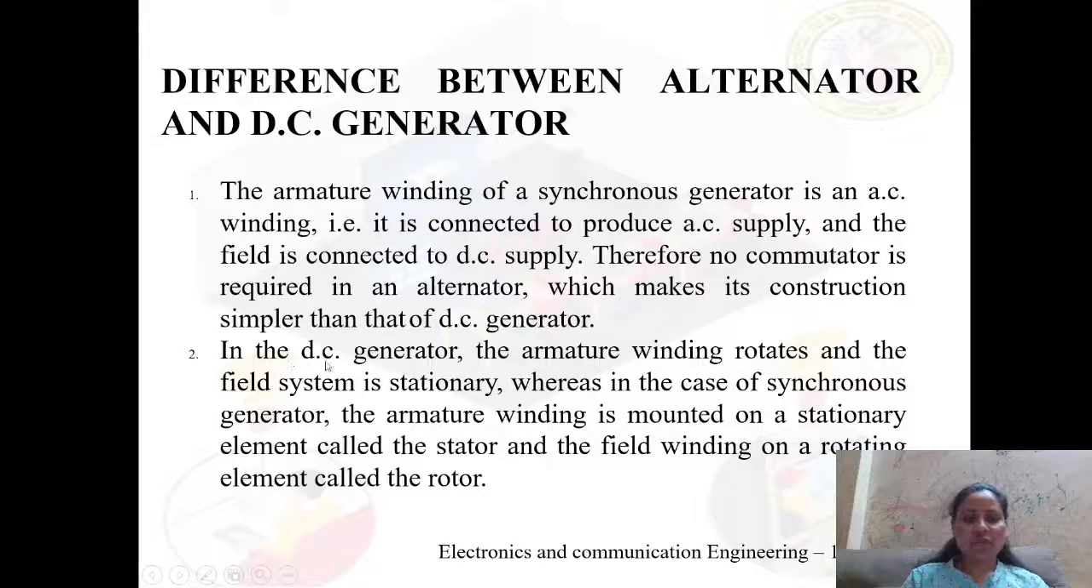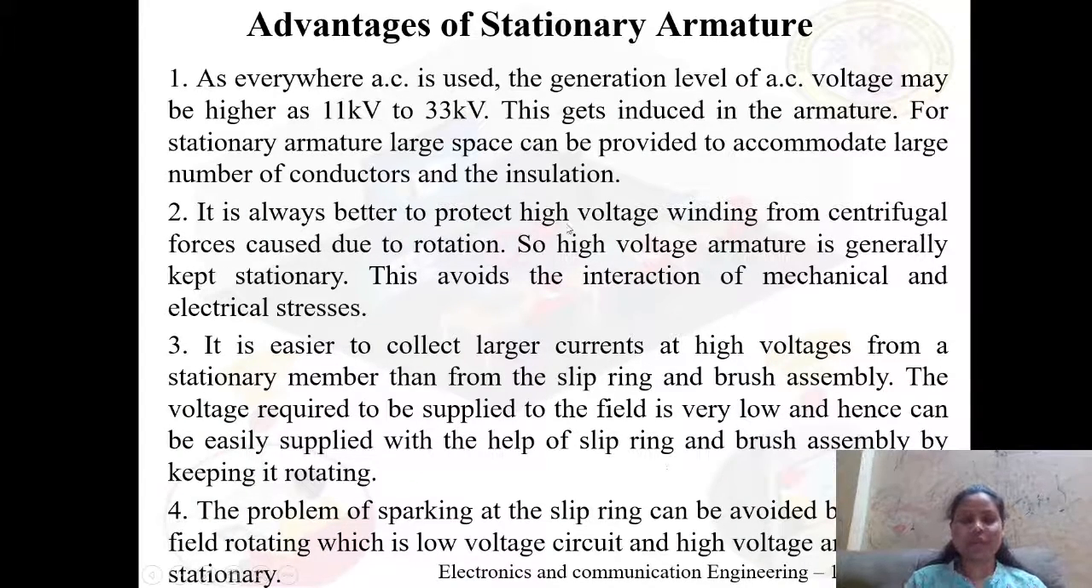And the second difference is, in the case of a DC generator, the armature winding rotates and the field system is stationary. Whereas in the case of a synchronous generator, the armature winding is mounted on the stationary element, which we call the stator, and the field will be rotating here. These two are the major differences.